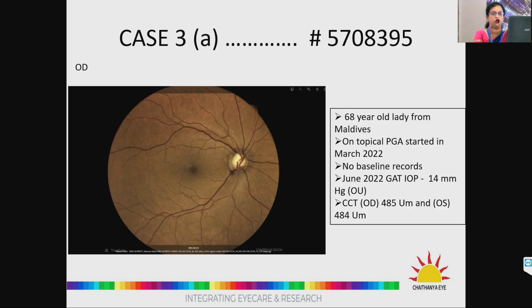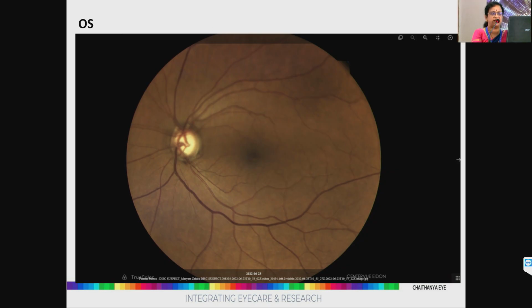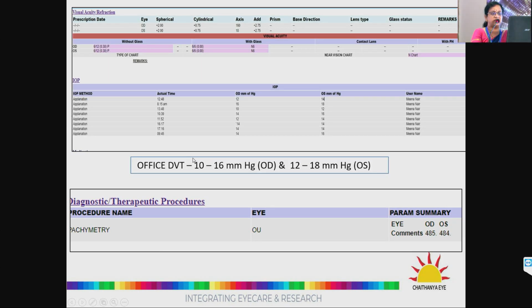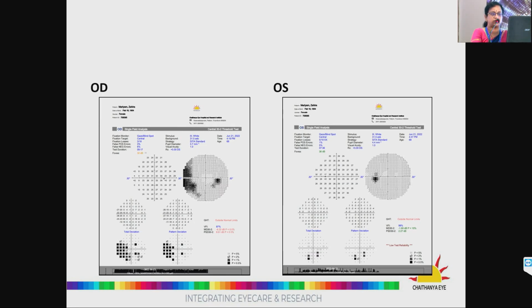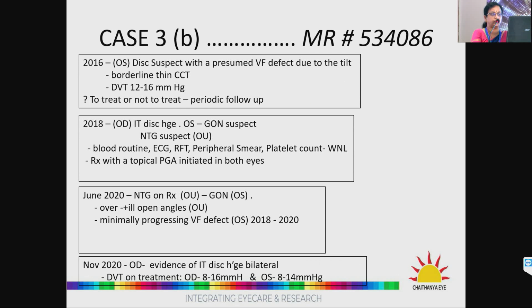Next is a lady who presented, who was in Maldives and was started on travoprost for a year, and she came for a second opinion, and I realized she had disc hemorrhages on treatment, both in the right eye and left eye. You can see the resolving hemorrhage. So I did a DVT on treatment and found that it was not acceptable because she had thin corneas as well. So additional medication was started, and she's expected to come for review after 6 months.